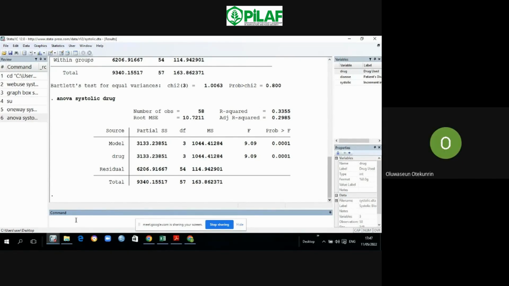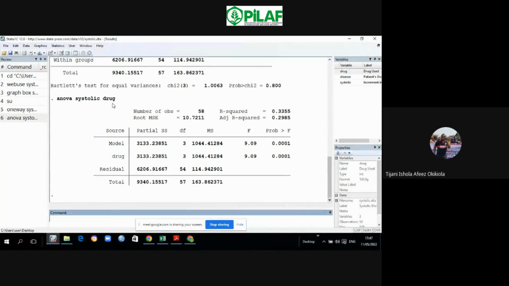Which test? Can you show the test that you are showing right now? I missed it. This is the command: ANOVA systolic drug. Just type ANOVA systolic drug. Ma, please, I can't get the data set. I don't know how to get the data set. Please just type web use systolic.